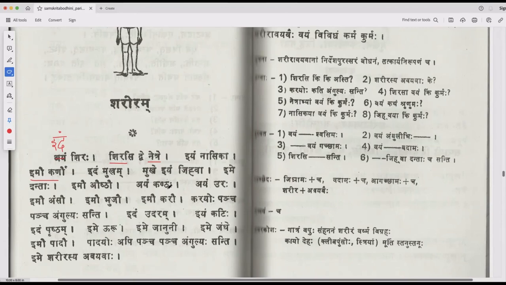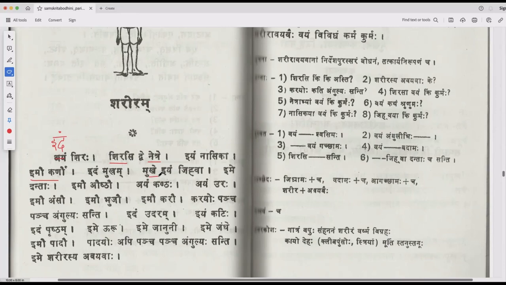Correct. Idam mukham. This is a face. Mukhe iyam jivha. In the mouth, this is a tongue. Mukhe, again, in the mouth. So tell me what is this word? Mukhe is mukham. It's an akaranta napumsakalingah saptami vibhakti ekavachanam. Good. Jihva.